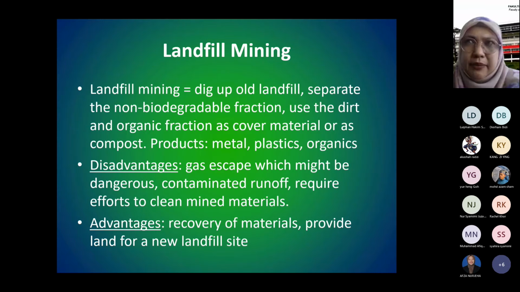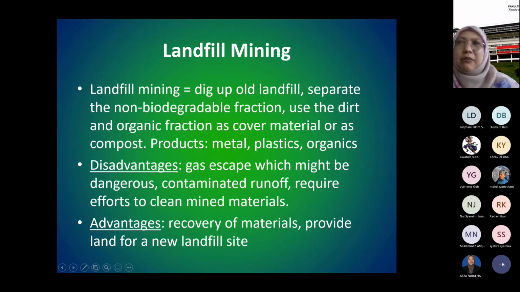What about landfill mining? People are talking about landfill mining, meaning taking up valuable materials from the landfill. Some people tend to do that because they think the waste will contain valuable materials. Some companies think this can provide income to them, so they are doing landfill mining, where they dig up old landfills, separate the non-biodegradable fraction, and then use the dirt and organic fraction as cover material or as compost.